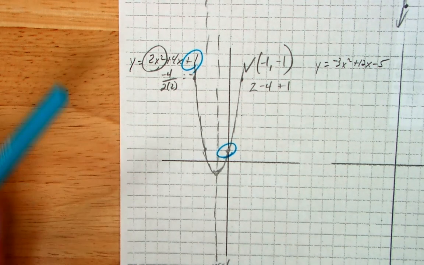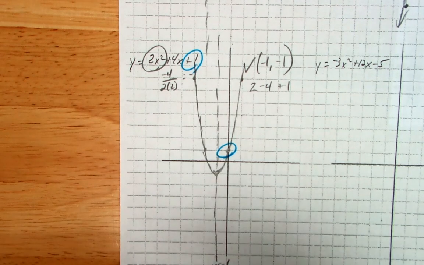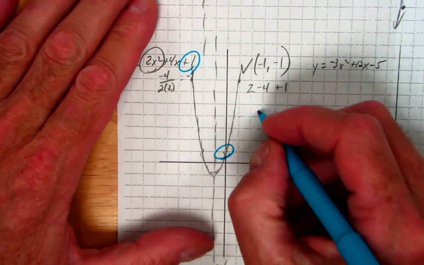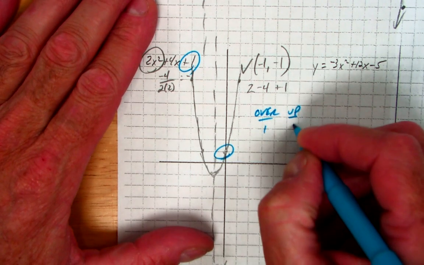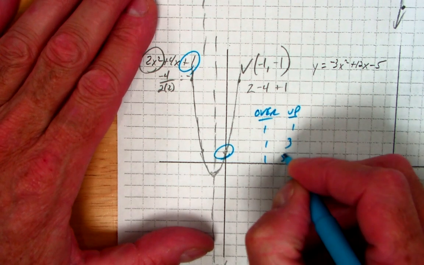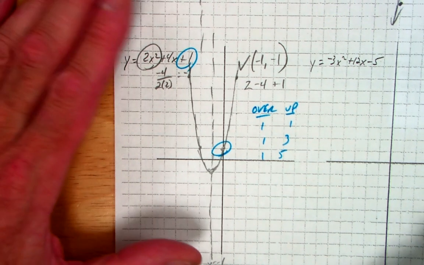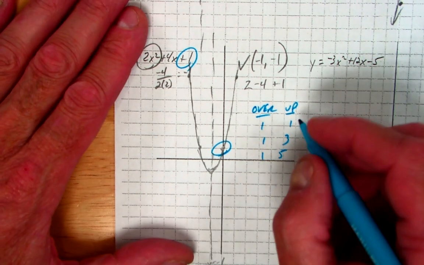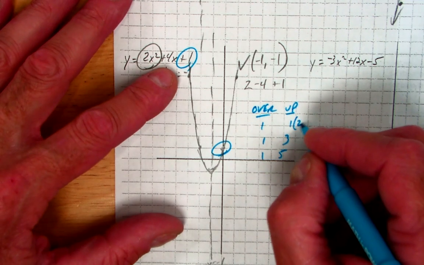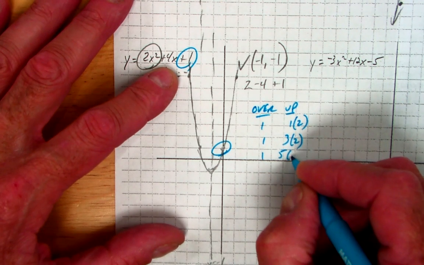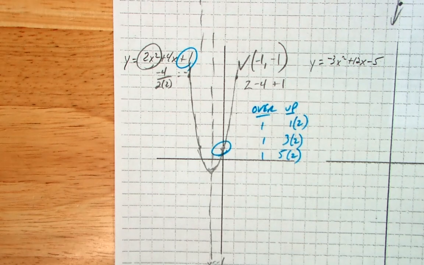So you'll notice, I'll put this in bold here because it's pretty important. Typically we do this. Over 1 up 1, over 1 up 3, over 1 up 5. That's what we typically do. But when it is stretched or compressed or whatever, I just took each one of my rises times 2 instead.